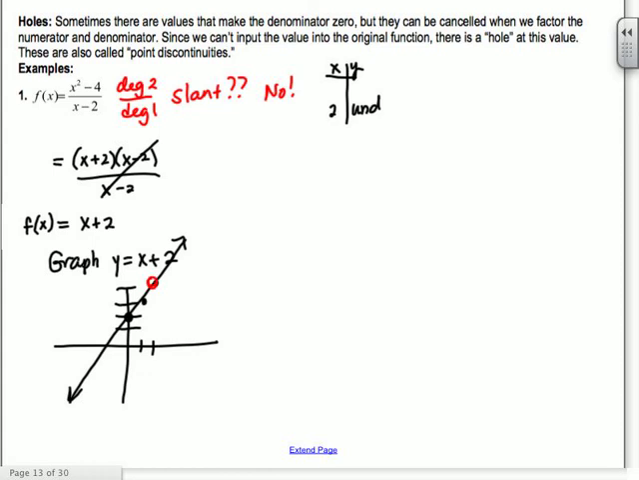If you had done a t-table from the beginning, you would have gotten all these points. I mean, you could do other points like 0, 1. If I plug in 0 into my original, you end up getting 2. If I plug in 1 into the original, I end up getting 3. You would get all these other points, but you would not get a point at 2. Does that make sense?